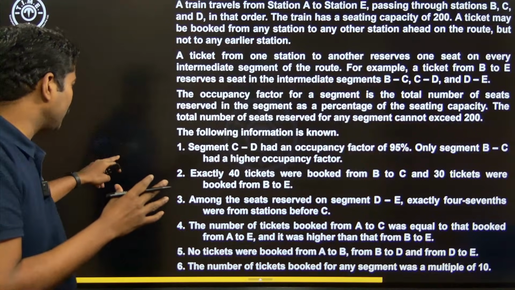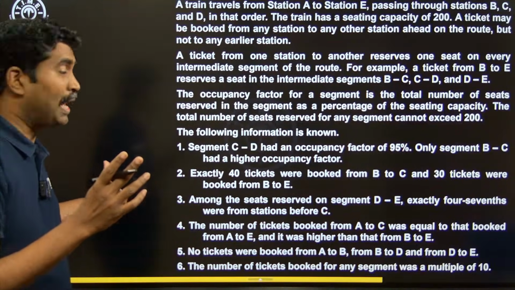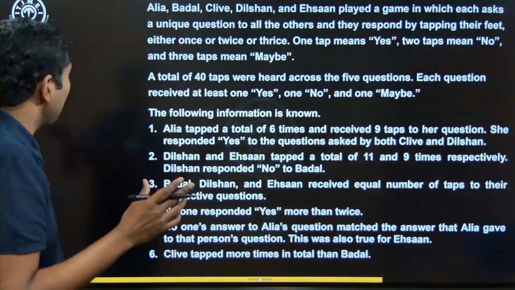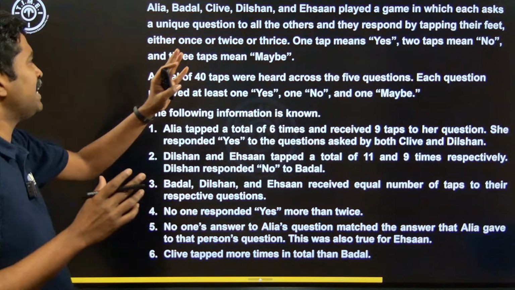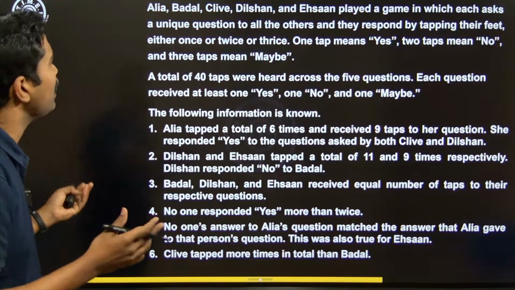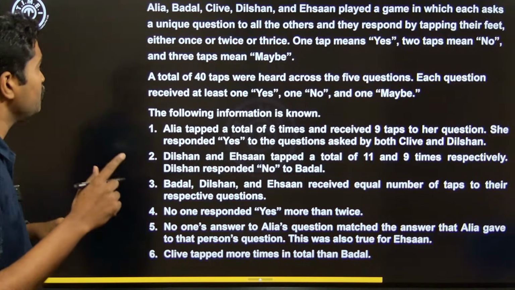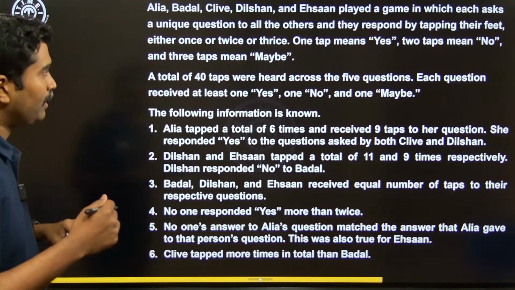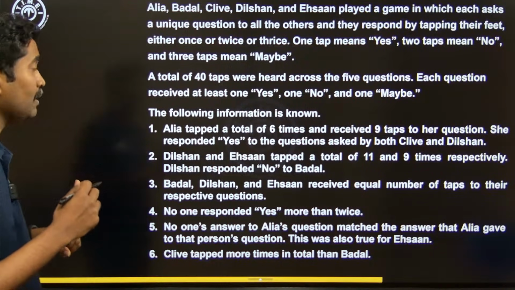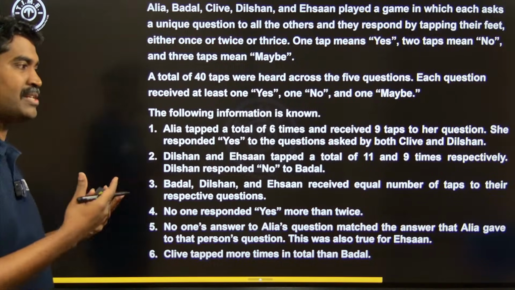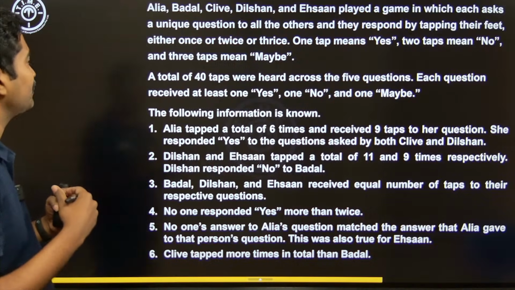Okay, this is still the third set. There would be 2 more sets if everything goes according to plan, right? Let's see quickly. This is the 4th set. So far, A, B, C, D played a game in which each asks a unique question to all the others, and they respond by tapping their feet either once or twice or thrice. Okay, 1 tap means yes, 2 taps means no, and 3 taps mean maybe. So you ask a question and your replies are either 1 tap or 2 taps or 3 taps.